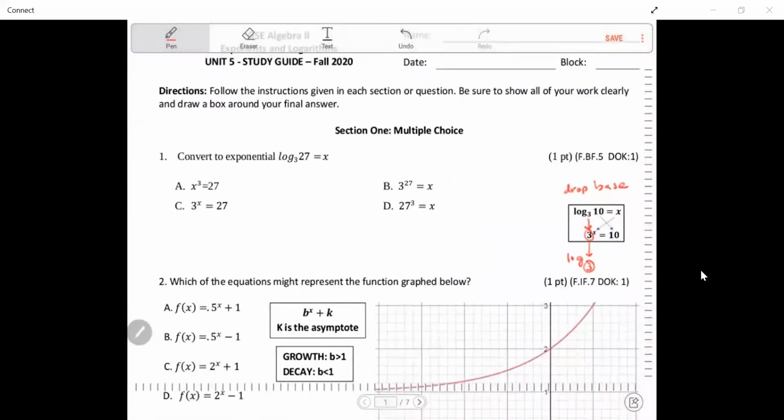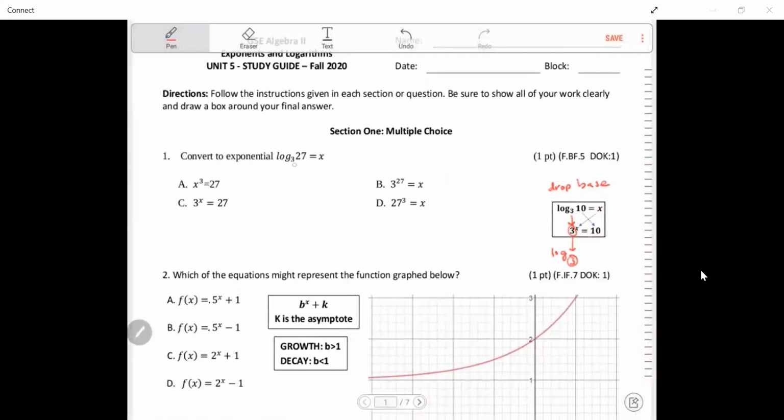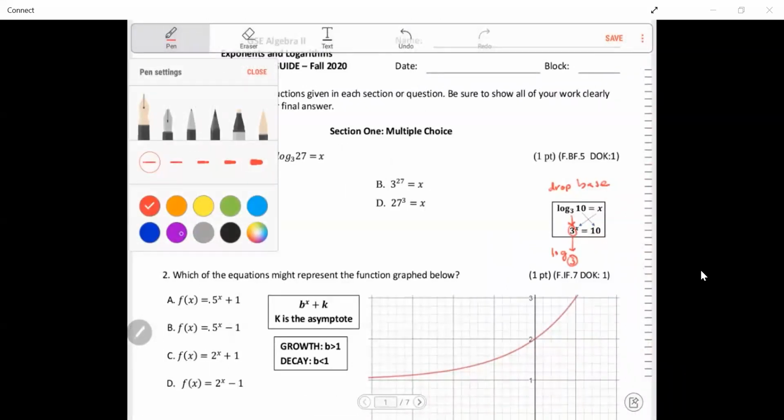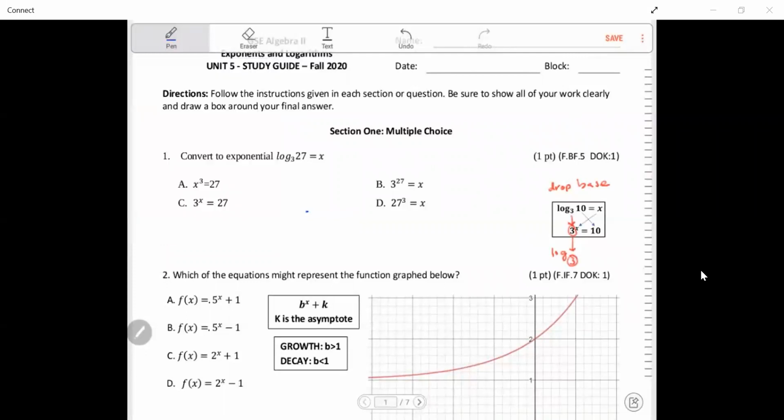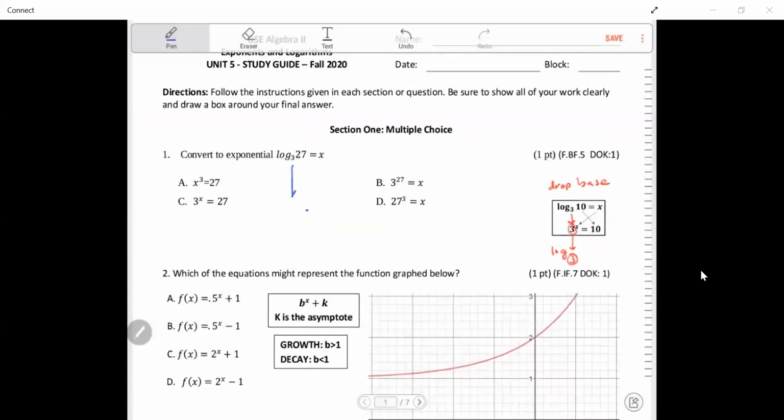So the very first one we're going to do, convert to exponential. All right, so the very first one, we are going to drop the base. Let's do it in blue. All right, drop the base. We bring the x right here, and the 27 right here, and there's our answer. 27 equals 3^x. Drop the base, drop the base. That's what you need to do for these.